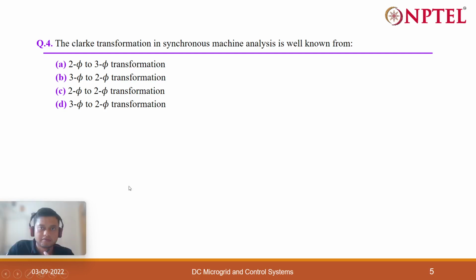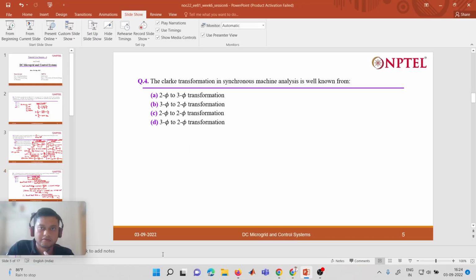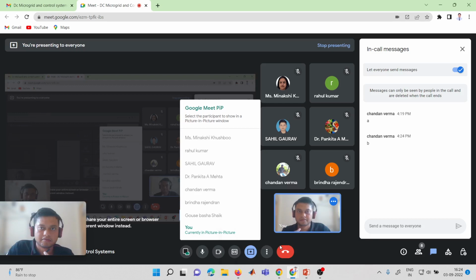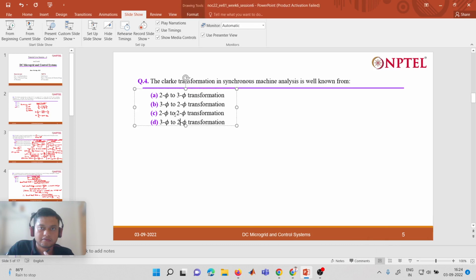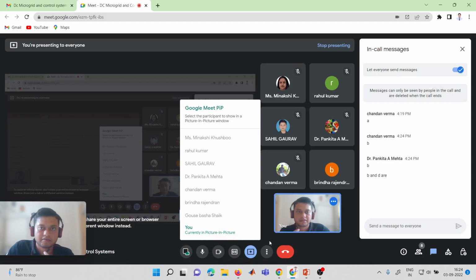You can try yourself and type your answer in the chat box. Okay, I got one answer. Okay, two options are the same here, so I changed this option to 3-phase transformation. Now it is okay. I got some of the responses.